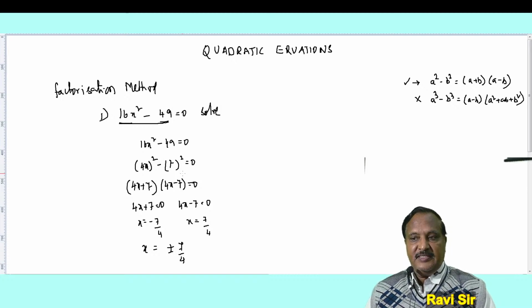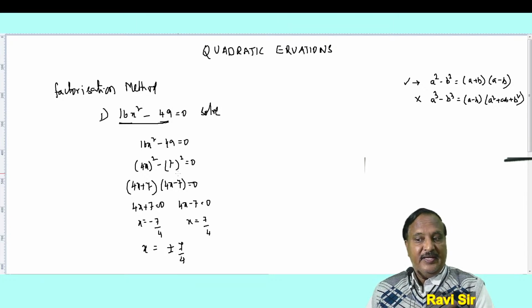So this is the final answer. There are two solutions. I told you every quadratic equation will have two solutions, right? So two solutions we got, one is minus 7 upon 4 and the other is 7 upon 4. So both are equal in value, but with opposite signs. The roots are equal, but with opposite signs.